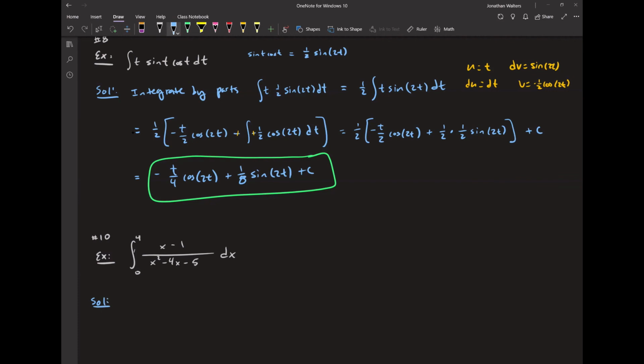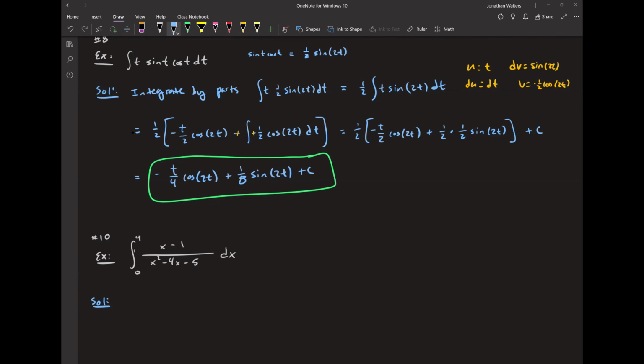All right, so I try to classify it, right? It's irrational, so I immediately think partial fraction decomposition. Right? Maybe a u sub would work. Would a u sub work? No, because the derivative of the bottom would be 2x minus 4.